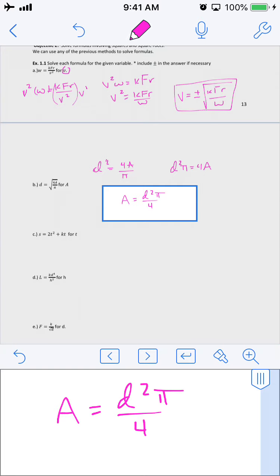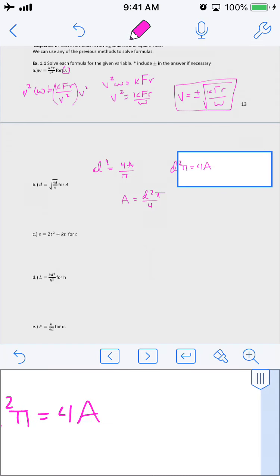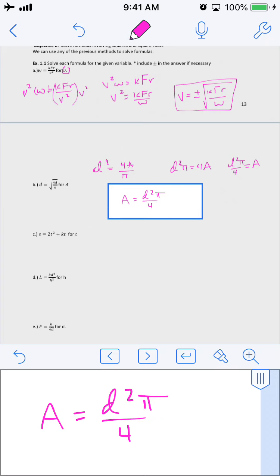Now don't be tricked. I did not move everything to the other side all of a sudden and change things around. I did divide by 4. So I got d squared pi over 4 equals a. But we normally write formulas with the thing we're solving for on the left-hand side. Don't know why, people just tend to do it. Not really right or wrong. It's like 2 equals x, x equals 2. Okay, cool.